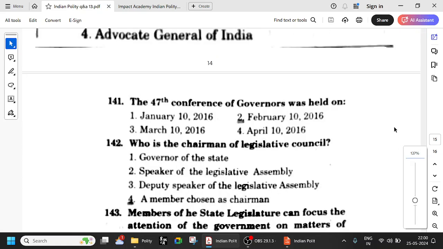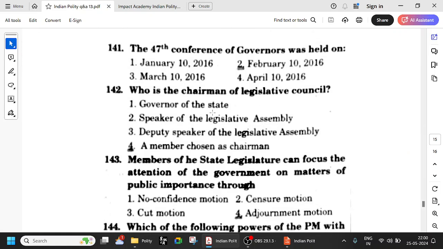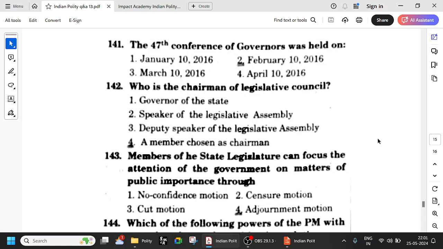So the 47th Conference of Governors was held on. Okay, no need to remember such old questions. Who is the chairman of the Legislative Council? Any member chosen as chairman. We are talking about the Legislative Council. In the case of Rajya Sabha, it is outright the Vice President. The Vice President is the de facto chairman of the Rajya Sabha. But when it comes to the states, MLC, Legislative Council, it's not the Governor, not the Speaker, not the Deputy Speaker. It is any member chosen as the chairman. So any MLC who is chosen becomes the chairman.